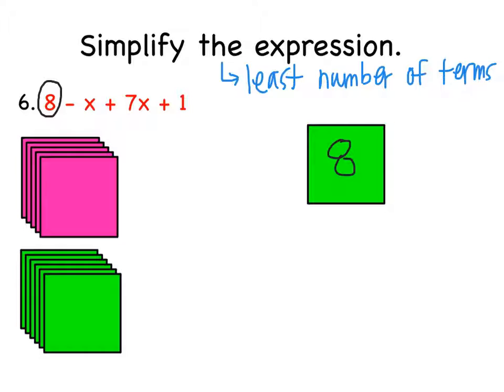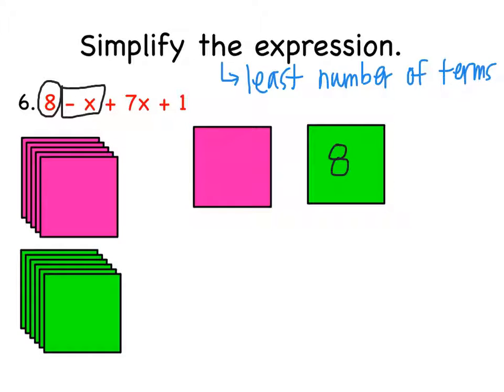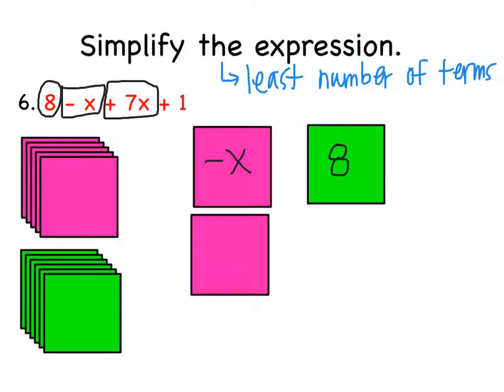Okay, the next term that I see is a negative x, so I'm going to put a box around it, or I can grab a pink sticky, and I'm going to write negative x on it. My next one is also another x term, plus 7x, so I'm going to put a box around it, and I'm going to grab another pink sticky. And I'm going to write on it 7x.